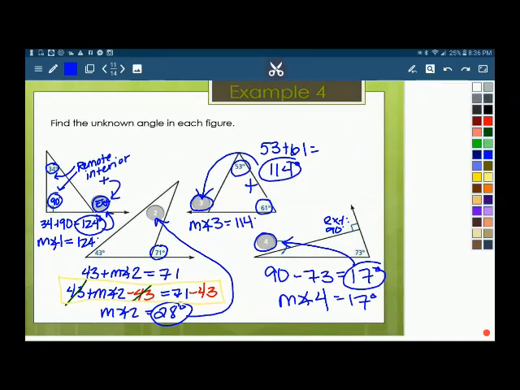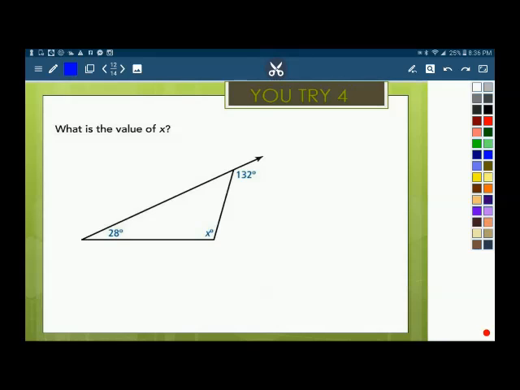Okay, so now using this exterior angle theorem, I want you to try this on your own on your fourth U-try. What is the value of x? And again, rewrite your exterior angle theorem.